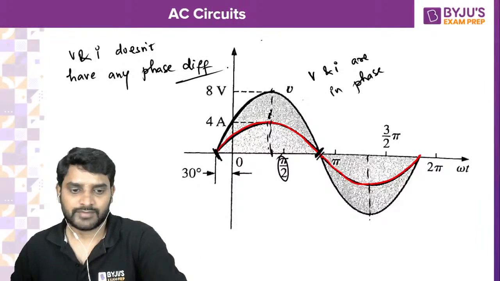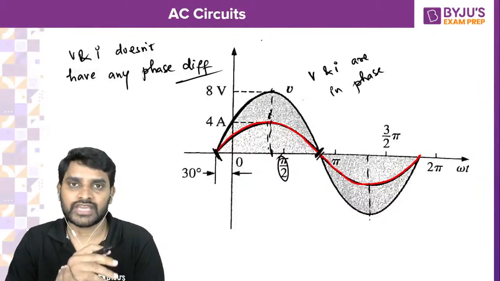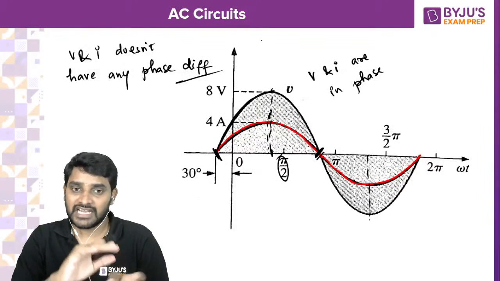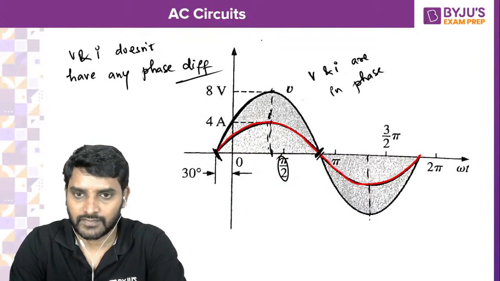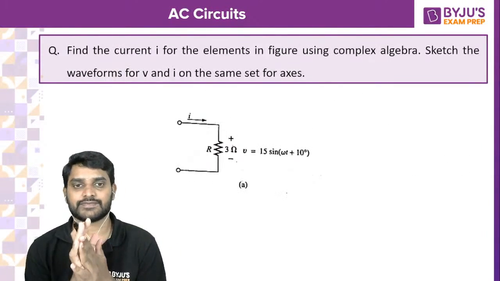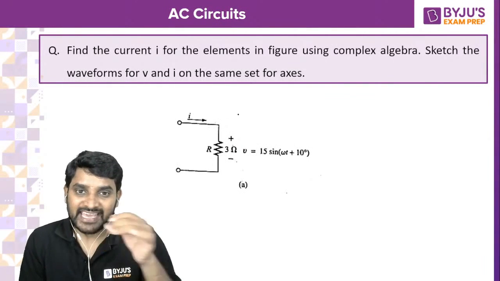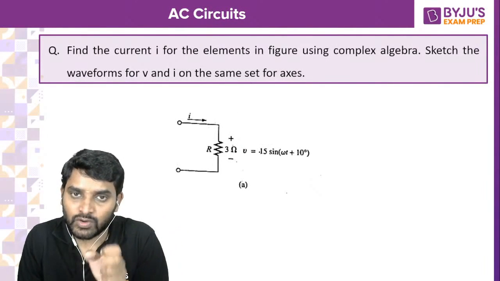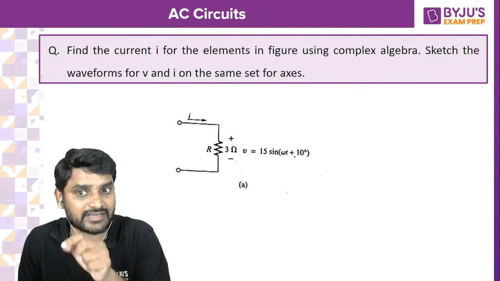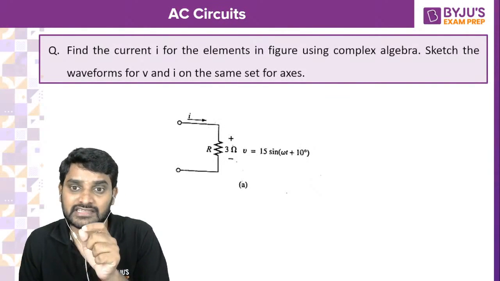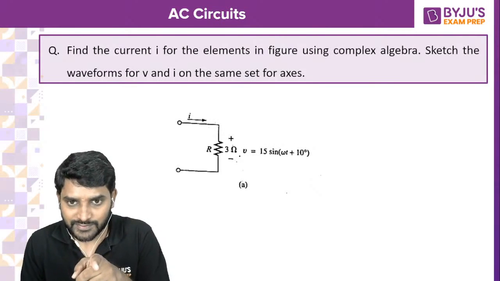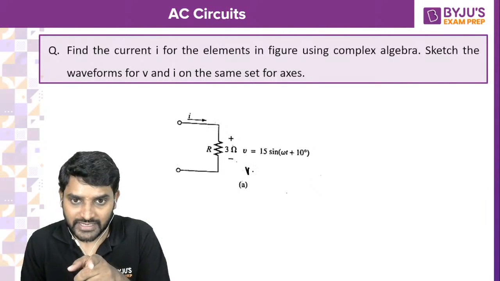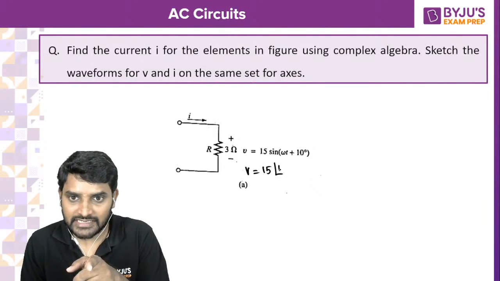So is this clear, my dear? This is how you can represent the waveforms. Let us take up another way. I have a resistor like this. Earlier I gave current, now I have given voltage. You see, this voltage has some angle, that is 10 degrees. So I can write V as 15 at an angle 10.